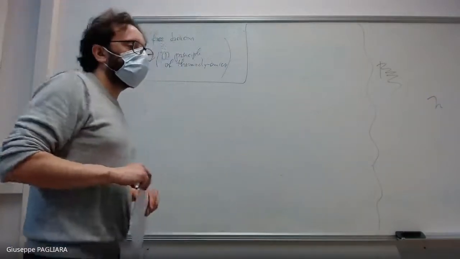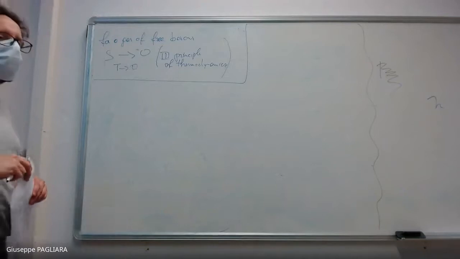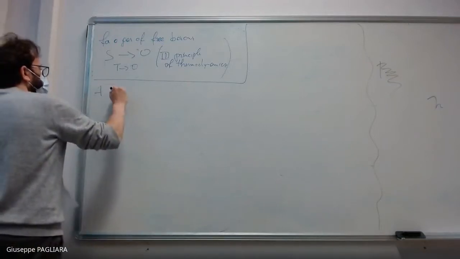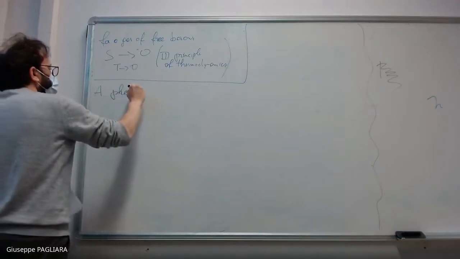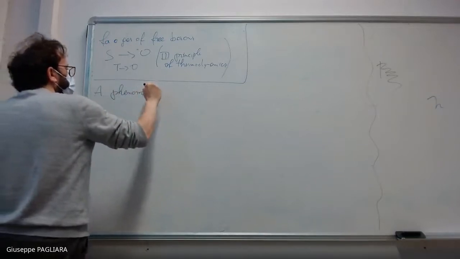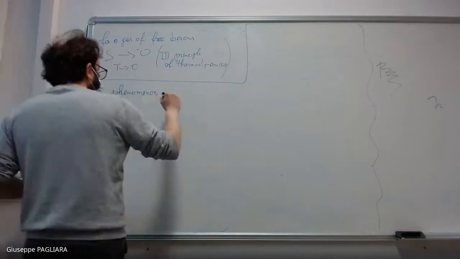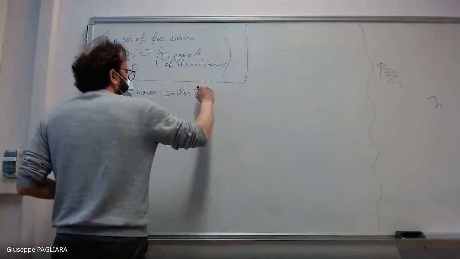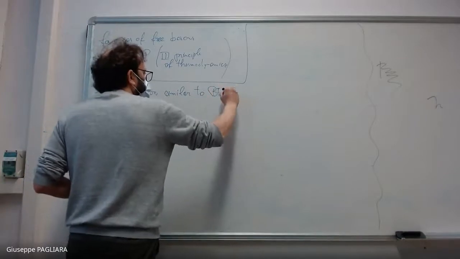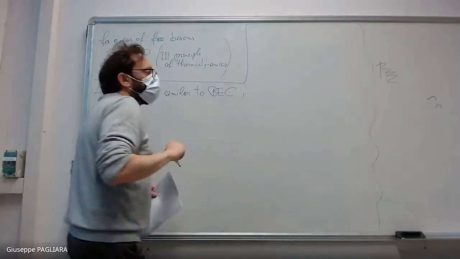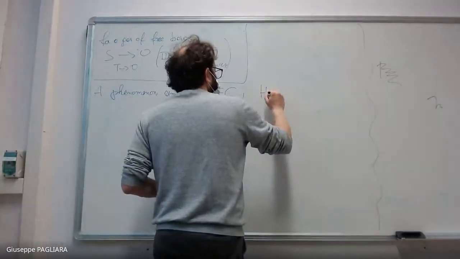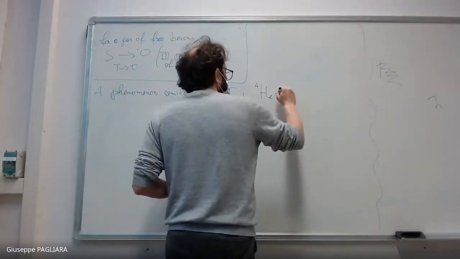So when looking at real physical systems, one phenomenon which is very similar to the Bose-Einstein condensate is the phenomenon of superfluidity. This is a phenomenon similar to BEC, and it is what happens to helium 4 in its superfluid phase.